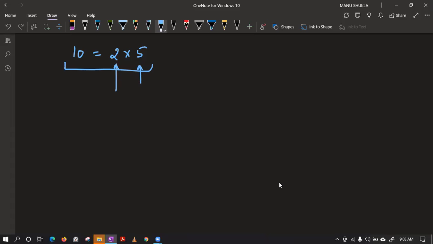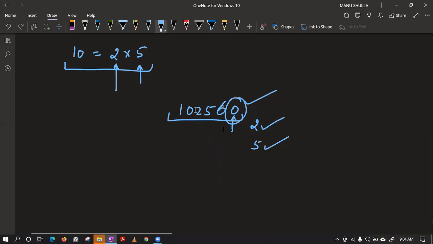can we say? Yes, it is the same thing, because you can see if the number is suppose 102560, you can see this number is an even number, so it is divisible by 2. And for 5 also we have the rule, if the last digit is 0, it is divisible by 5 also. So we can say this number is divisible by 10 also. So we have understood the rule of 10 in 2 ways.